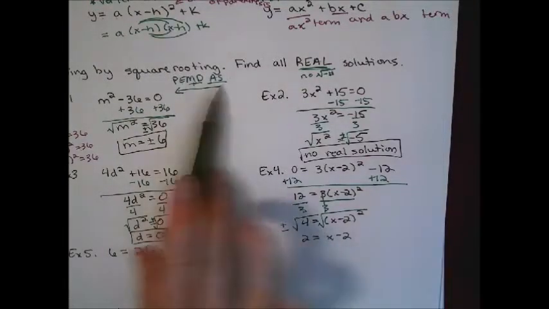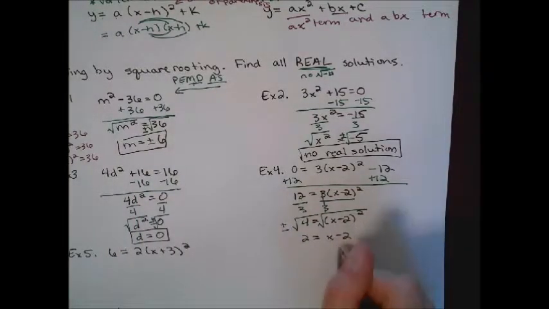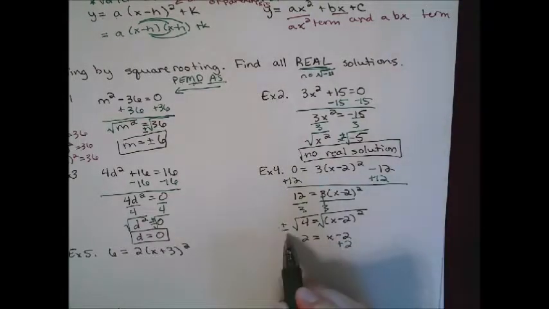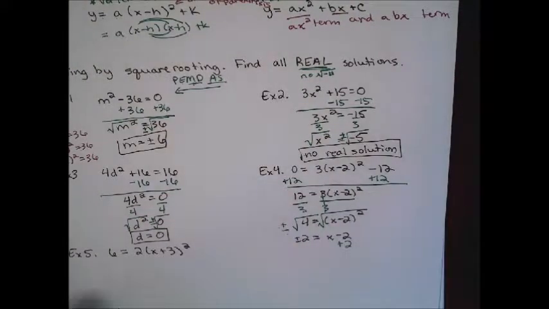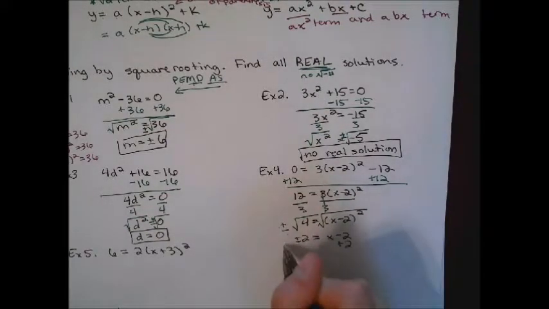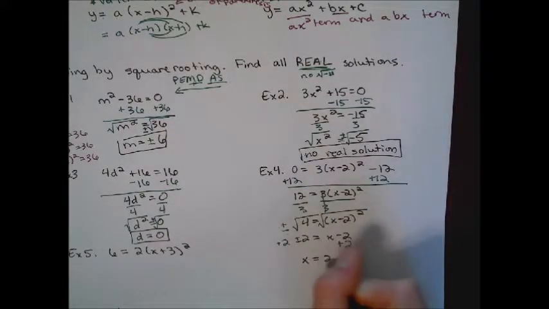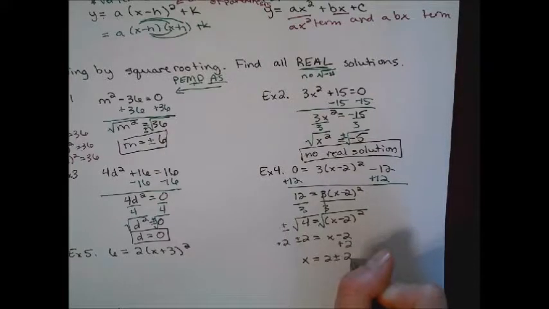I'm going to kind of just go backwards again. How do I undo what was in the parentheses? I add. What did I forget? I forgot to carry down my plus or minus. So we're going to add the 2. Now here we get x equals positive 2 plus or minus 2.